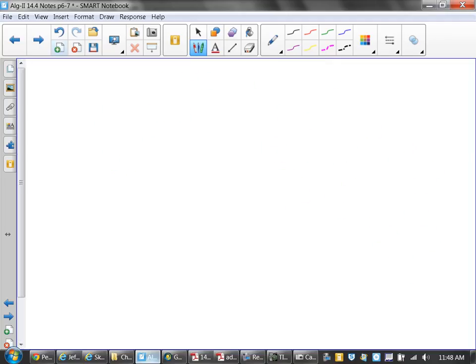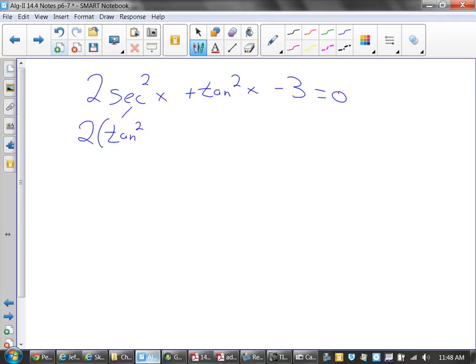Number 13, same basic idea. I have a secant squared, tangent squared. One of those I can write in terms of the other relatively easily. You want to rewrite secant. Secant squared is what? Tangent squared plus 1. Very good. So what I would do here is rewrite this out as 2 times tangent squared plus 1.